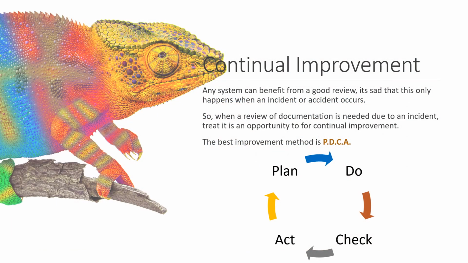Remember, as we've mentioned earlier, any system can benefit from a good review. The continual improvement PDCA methodology is the best way of doing this. It is sad, though, that it only happens when an incident or accident occurs. So when a review of documentation is needed due to an incident, treat it as an opportunity for continual improvement. The best method for this is the Plan, Do, Check, Act methodology.